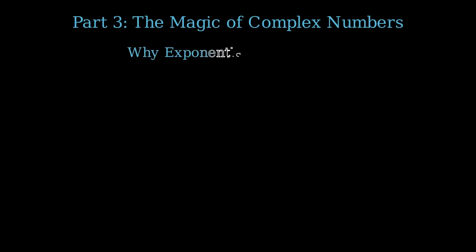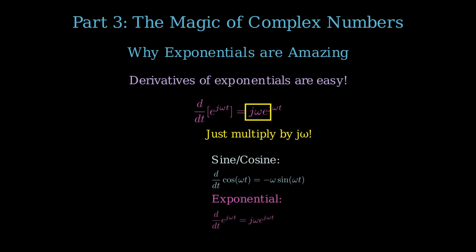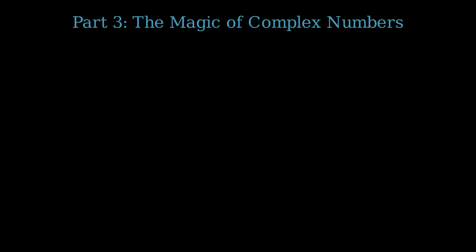Why is this so amazing? Because derivatives of exponentials are incredibly easy. The derivative of e to the j omega t is simply j omega times e to the j omega t. All we have to do is multiply by j omega. Compare this to the derivative of a cosine, which changes the function to a sine. The exponential form is much simpler to work with.